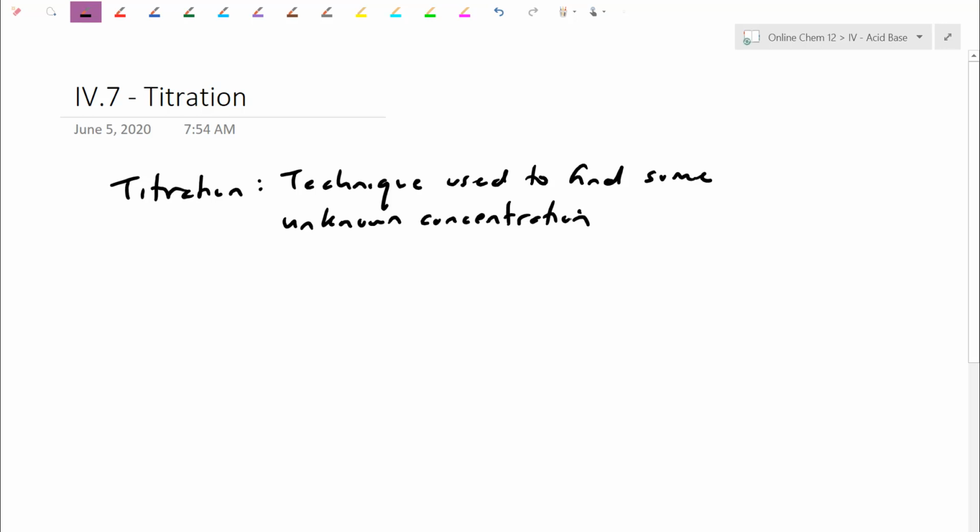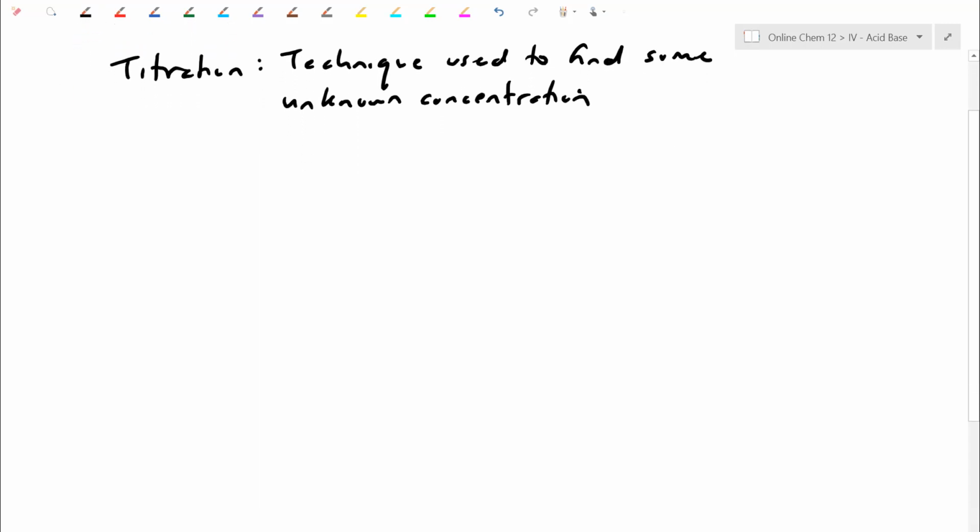Now, when we introduced this back in grade 11, it was already in the context of acid-base titration, so it seems fitting, as we're in a chapter on acids and bases, to have another look at this. Let me recap how this technique works.